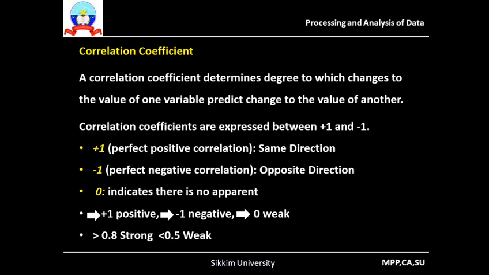Towards plus 1, it represents positive correlation. Towards negative 1, it represents negative correlation. Towards 0, it represents weak correlation. A value of correlation coefficient greater than 0.8 is considered to be strong, and a value of correlation coefficient less than 0.5 is considered to be weak. So this is the way the value of correlation coefficient is interpreted.